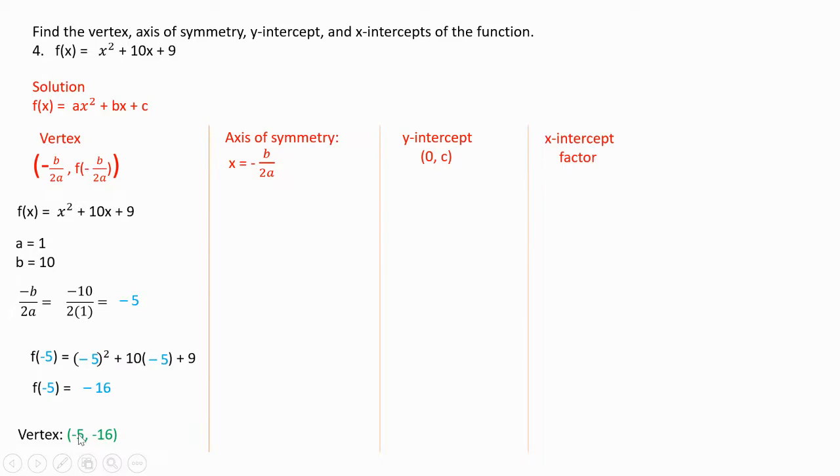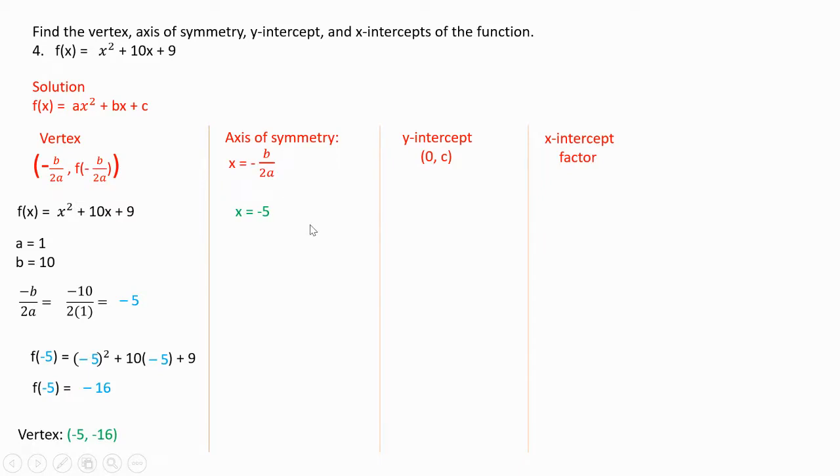Now, once you find your vertex, you also found the axis of symmetry, because the axis of symmetry is the x value of the vertex, x equals negative 5. You have to put x equals, guys. A lot of students don't put x equals, they just put the number, which is wrong, because the axis of symmetry is actually a line. That's what it's called, the axis of symmetry.